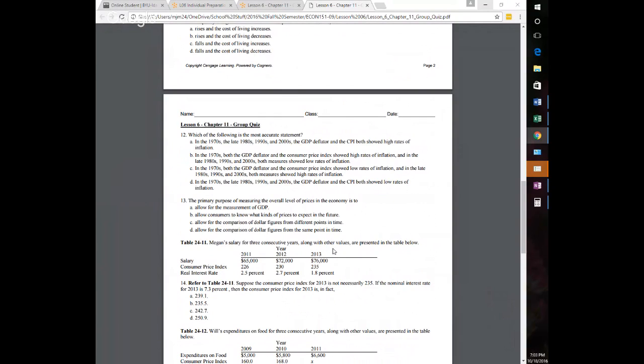I can do 13. Go for it. The primary purpose of measuring the overall level of prices in the economy is to, and I put C, allow for the comparison of dollar figures from different points in time. That's what I got. Yeah, me too. I got C as well.